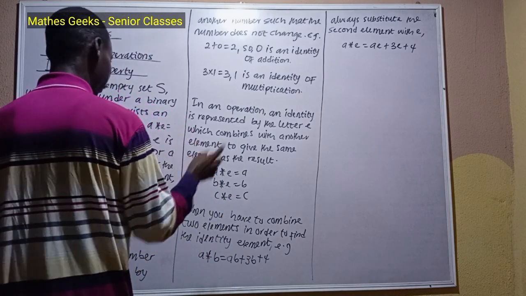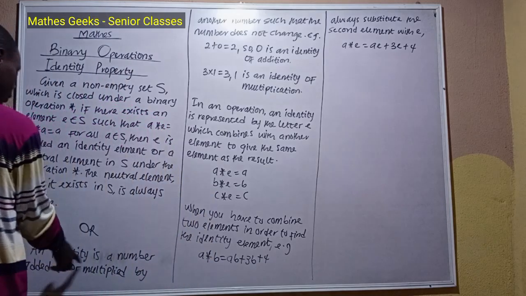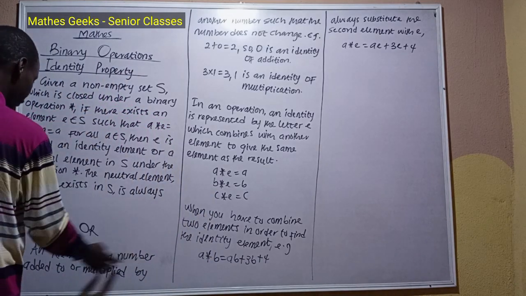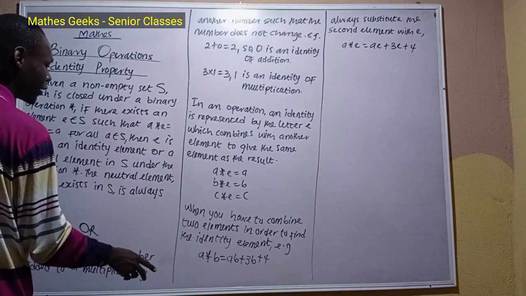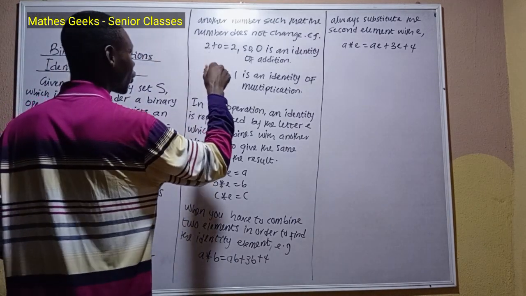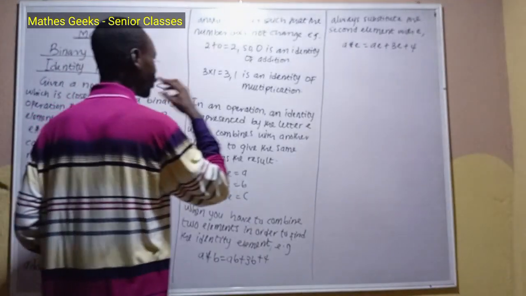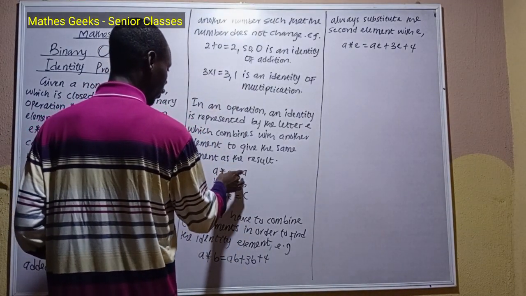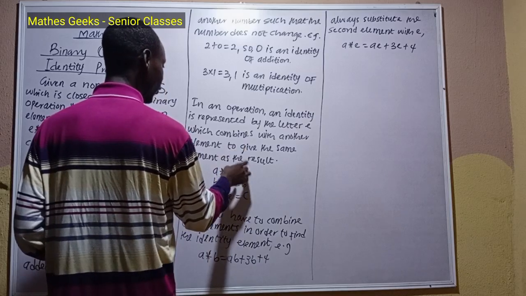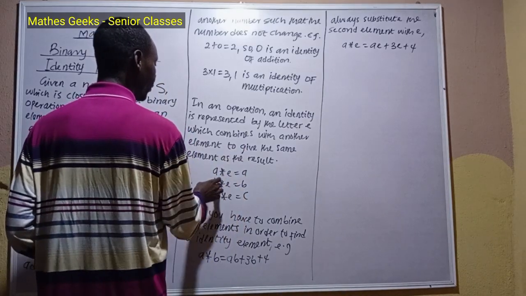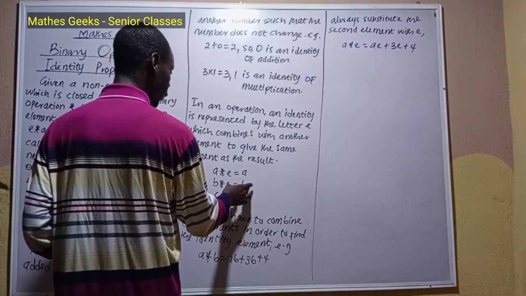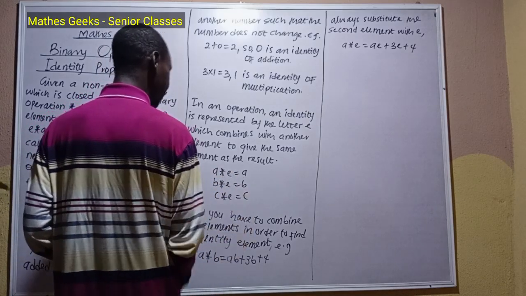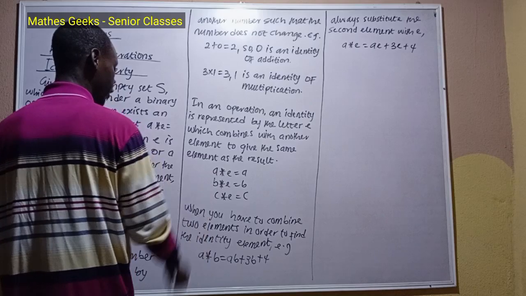Identity means, from our definition, an identity or an identity element is a number added to or multiplied by another number such that the number does not change. You still get the same number. So A star E, if it's identity, must be equal to A. It must give you A back. B star E must be equal to B, or it must give you B back. C star E must be equal to C, or it must give you C back.